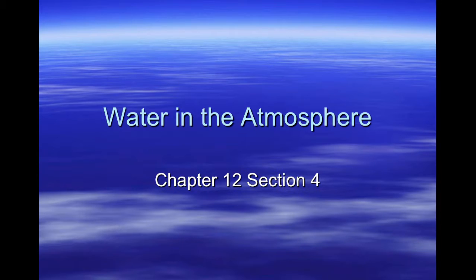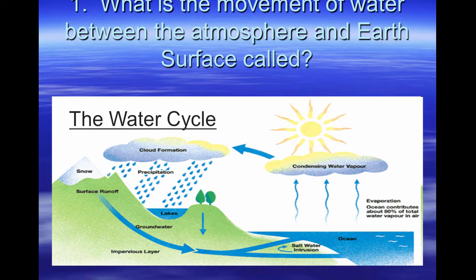Okay, today we're going to talk about water in our atmosphere. The movement of water between the atmosphere and Earth's surface is called the water cycle. So you're going to write the water cycle on your page. This is when the water has a cyclic motion from the surface back into the atmosphere.